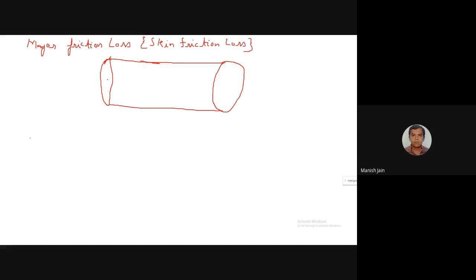Then you have the minor losses. They have different categories. What are the situations when the minor loss occurs in the pipeline? First is when the flow direction is changing.